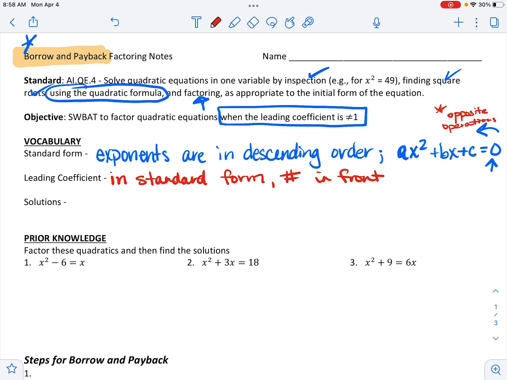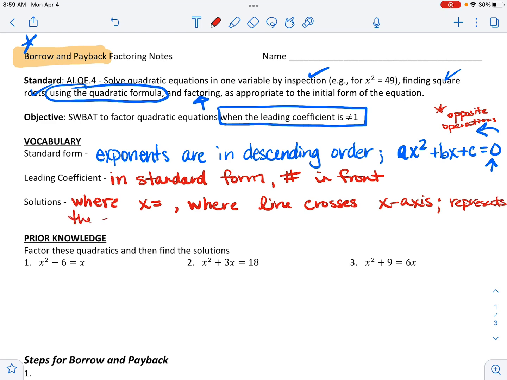Now, what are solutions? So solutions are where x is equal to, and this is also going to tell us where our line crosses the x-axis. So this is an easy way to kind of help us with graphing, helps us with understanding that this represents the ground, or sea level when we're talking about real world problems.